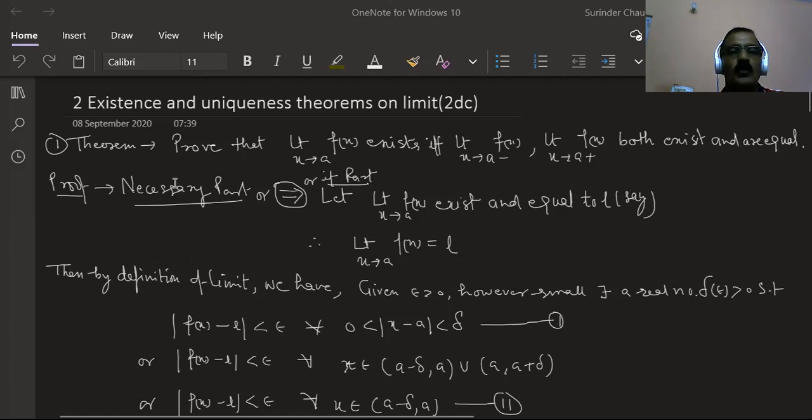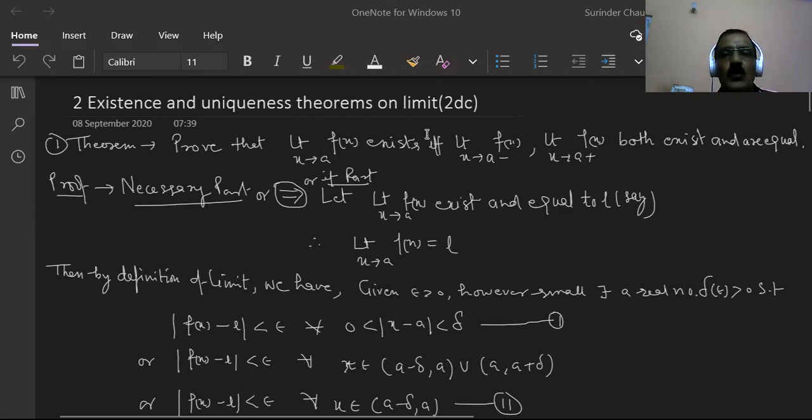So the first thing for that is to prove that limit x tends to a of f(x) exists if and only if limit x tends to a from the negative side of f(x) and limit x tends to a from the positive side of f(x) both exist and are equal. That is, the limit of a function at a point will exist if and only if the left limit of the function at that point exists, as well as the right limit at that point exists, and both the limits are equal. So now we'll prove the necessary part of this theorem.